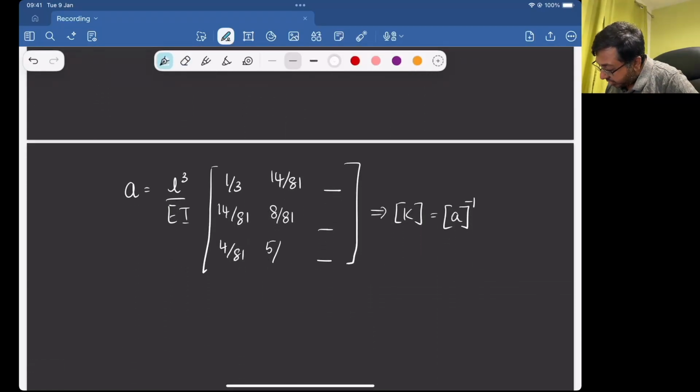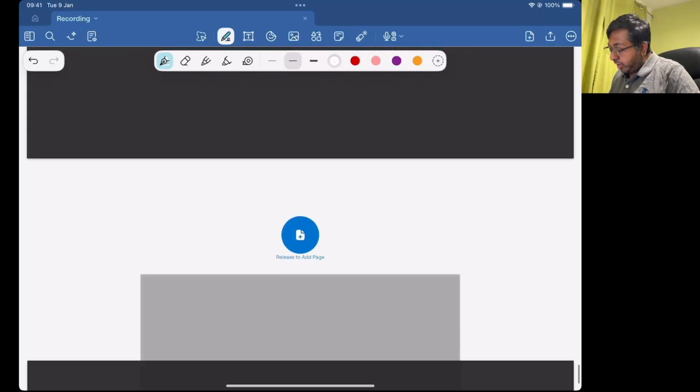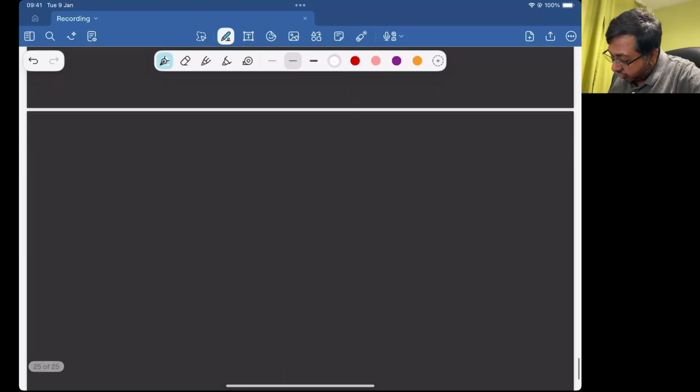5 over 162. We have been trying to fill our flexibility matrix, so that once we know that, we can take the inverse of it and try to get the stiffness matrix. So lastly, we are left with our scenario 3.